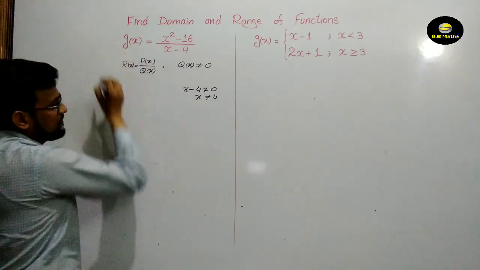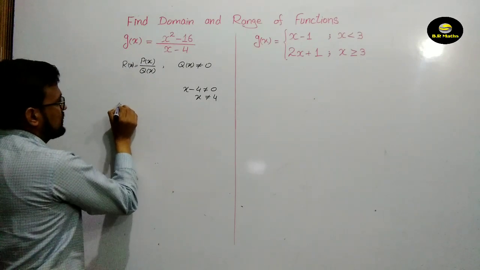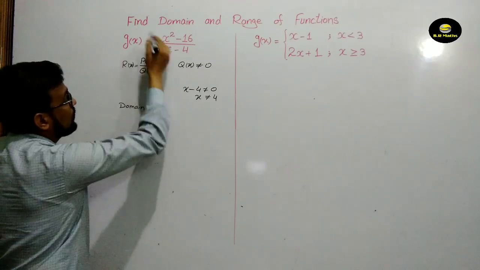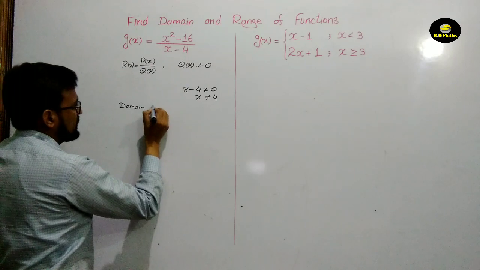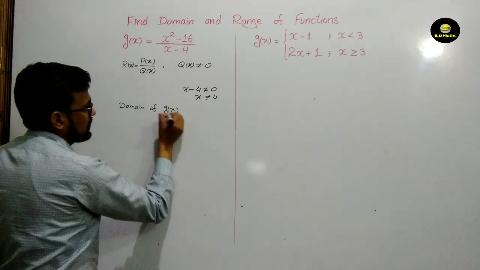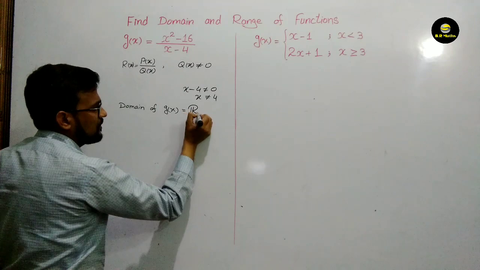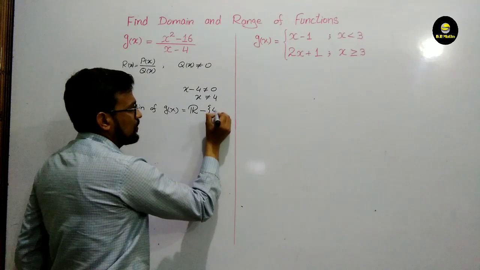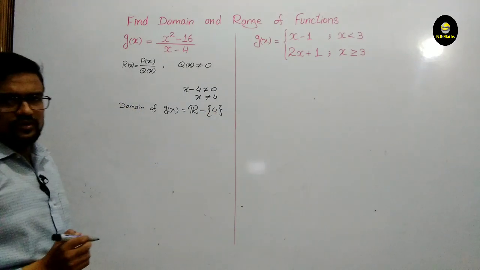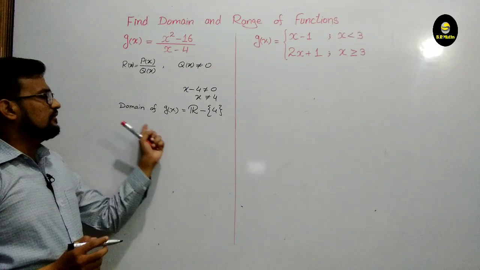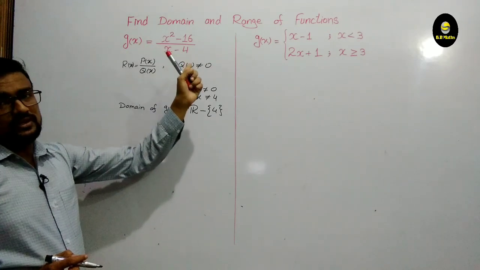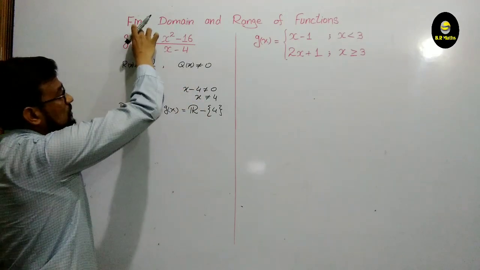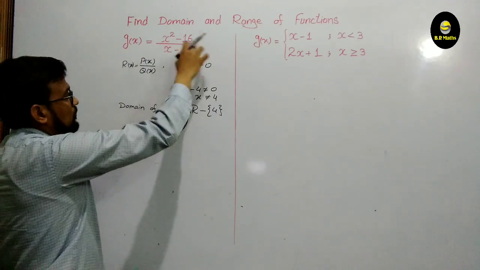So the domain of this function g of x is all real numbers but exclude 4. Okay, 4 is not in the domain of the function because at the value of 4 the function becomes undefined. Okay, next, now move on to the range of g of x.